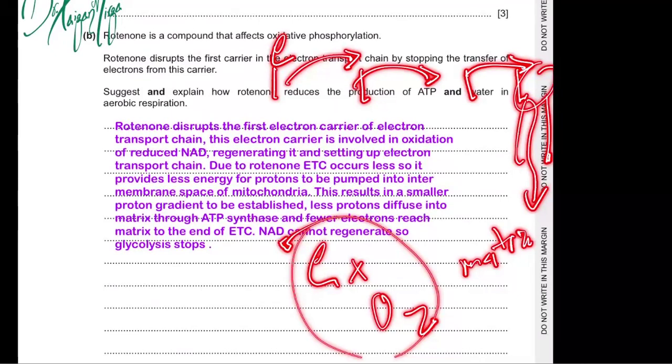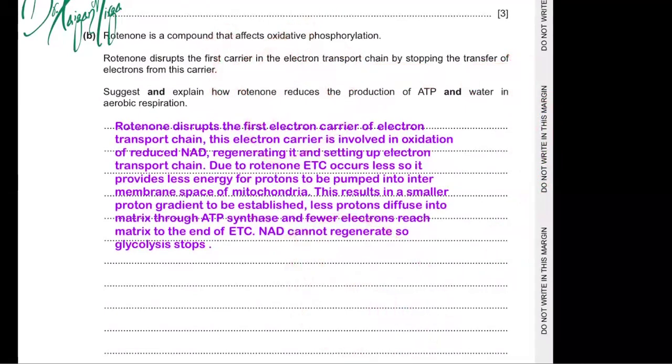So if rotenone is stopping the first electron carrier from working, this is going to disrupt the whole ETC. And when the ETC is disturbed, H plus ions will not go in the same way into the intermembrane space, and the whole thing will start to just seize up. Plus, reduced NAD will not be oxidized further. So this is what we'll mention here. It disrupts the first electron carrier of the electron transport chain.